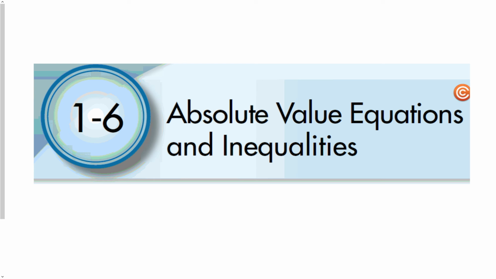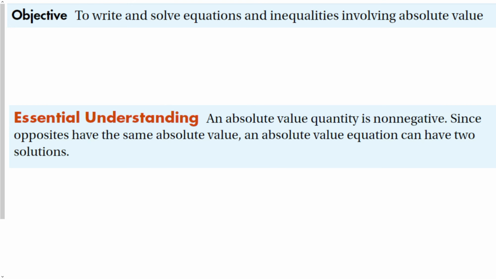Today, we will cover section 1-6, absolute value equations and inequalities. Our objective for this section is to write and solve equations and inequalities involving absolute value. An absolute value quantity is non-negative. That's the definition: the way we find absolute value is the distance from zero, so it cannot be negative. Since opposites have the same absolute value, the same distance from zero, an absolute value equation can have two solutions.